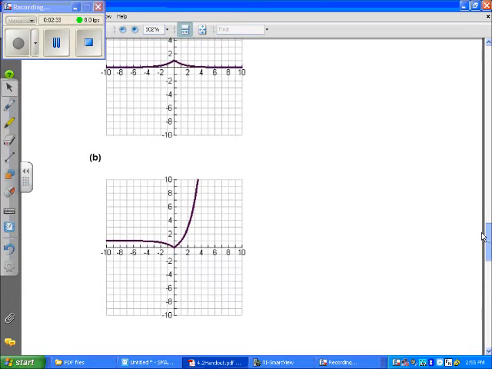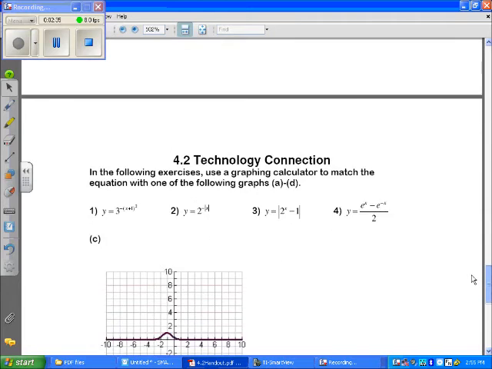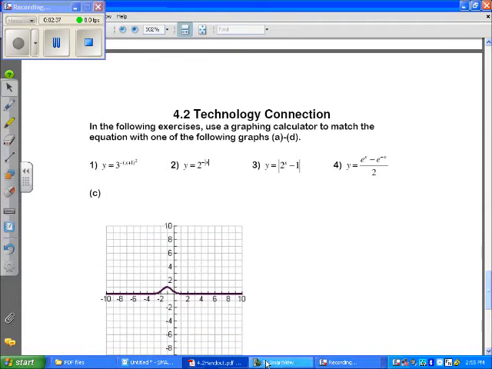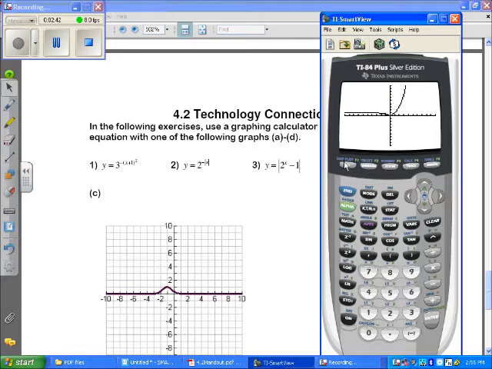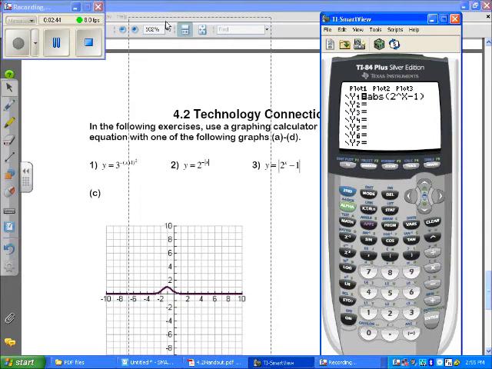And then finally, let's do this very last one. Let's do 4. Let's go ahead and do number 4 in our graphing calculator. To plug this in, we're going to have to use parentheses around the numerator. So let me show you that here. Move it over here too so you can see the function.